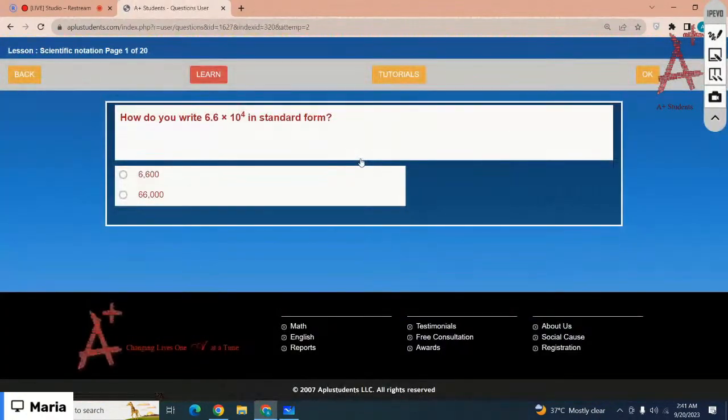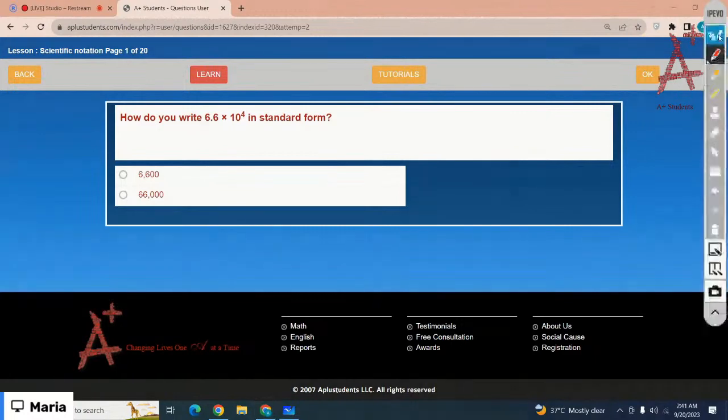Okay, how do you write 6.6 times 10 exponent 4 in standard form? So which is the correct option? 6.6 times 10 exponent 4, right? The 4 tells you how many places you have to move the decimal point. Here you have 4. That means you have to move the decimal point 4 places.